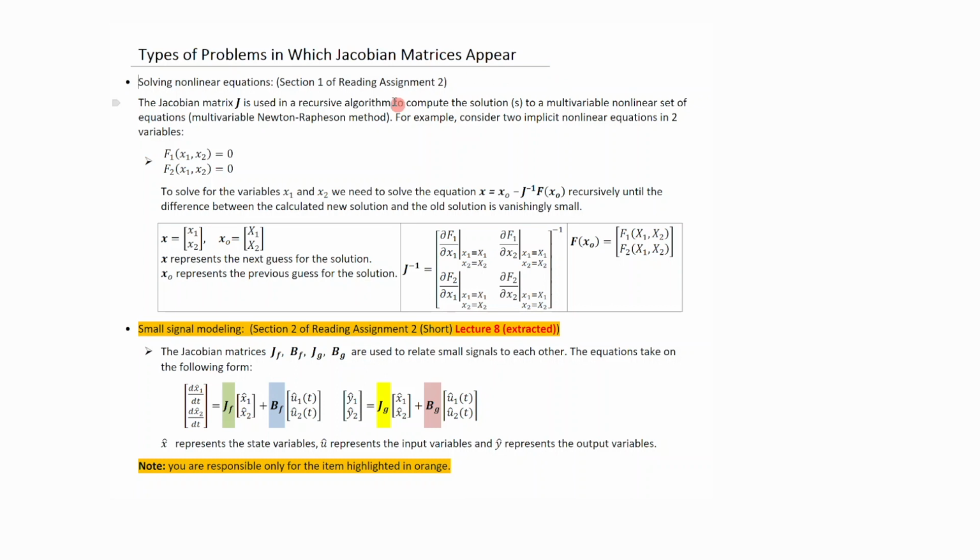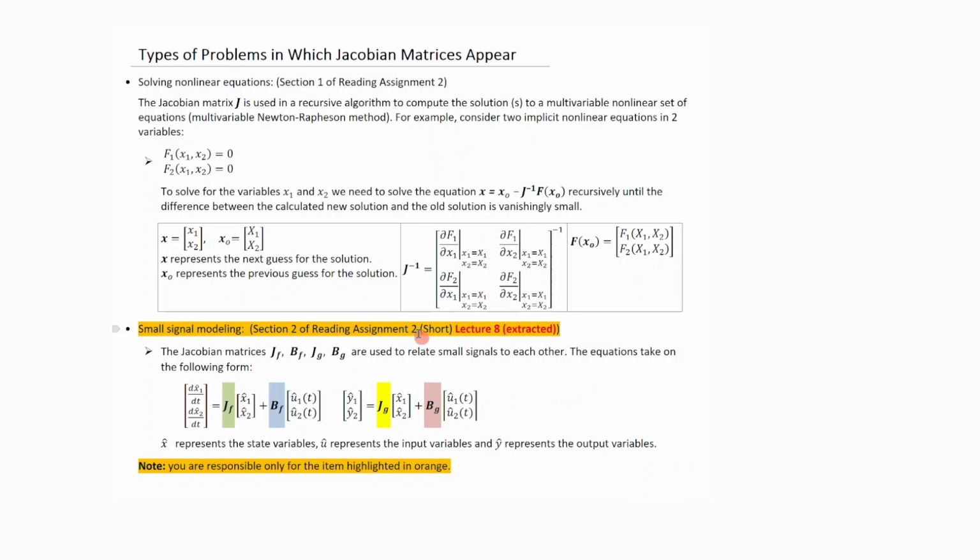All right, this is for your information, but we're not going to be looking at this at all, and it's only in assignment 2. However, we will be looking at small signal modeling. This is in section 2 of reading assignment 2, but also appears in lecture 8 extracted. So this is the only material you actually need to look at, although more material is given in section 2 of the reading assignment.